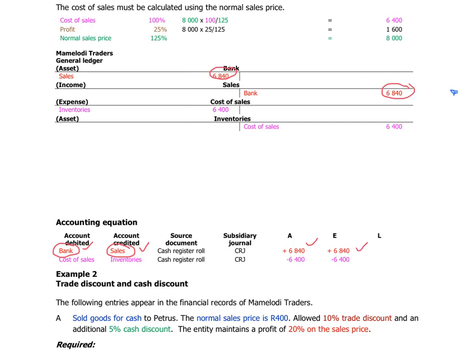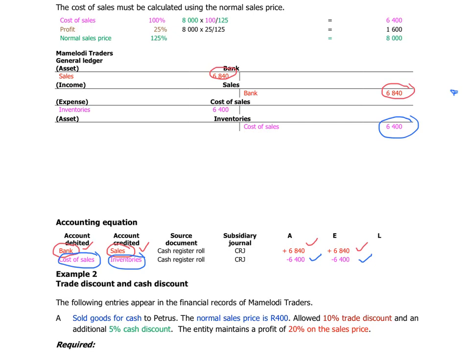Cost of sales will be debited because expenses increase on the debit side, expenses reduce profit, so equity will decrease with 6,400. Inventories were credited. So I will show that the inventories decreased, so my assets decreased with 6,400. When we sell goods for cash, we will use a cash register roll, and this entry will be recorded in the cash receipts journal.